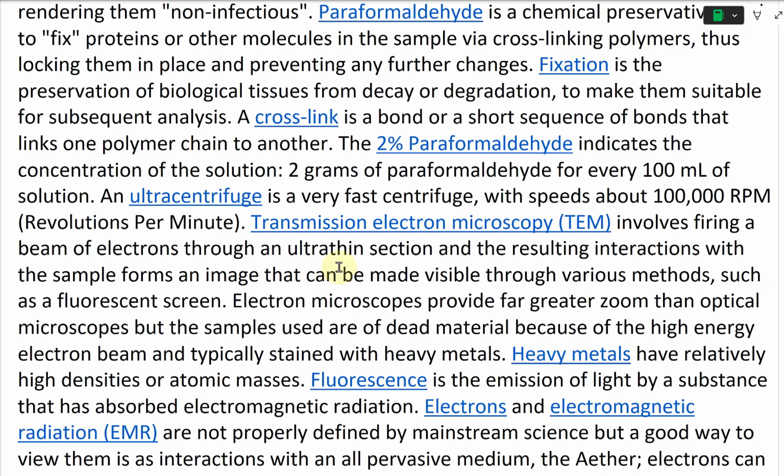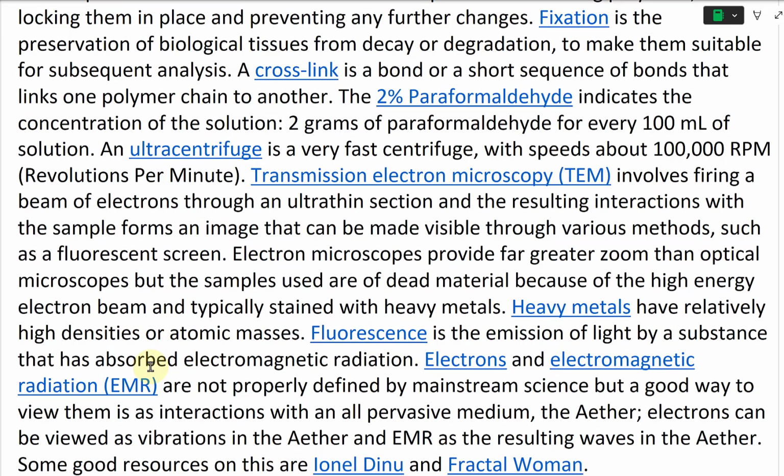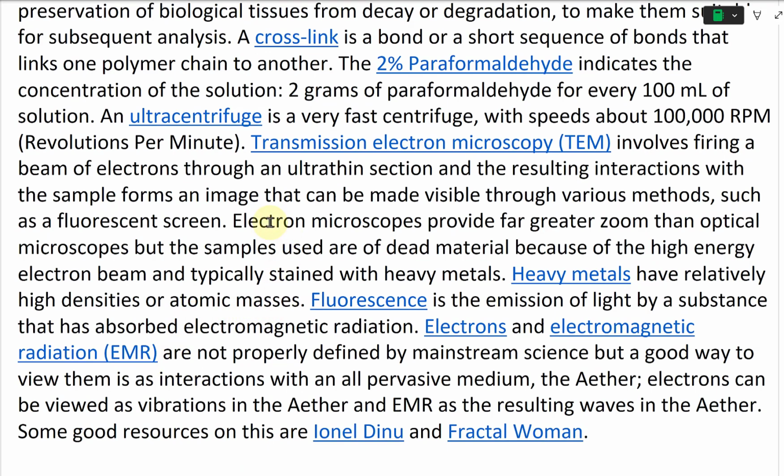can be made visible through various methods, such as a fluorescent screen, and electron microscopes provide far greater zoom than optical microscopes, but the samples used are of dead material because of the high energy electron beam, and typically stained with heavy metals. And heavy metals have relatively high densities or atomic masses, and fluorescence is the emission of light by a substance that has absorbed electromagnetic radiation.